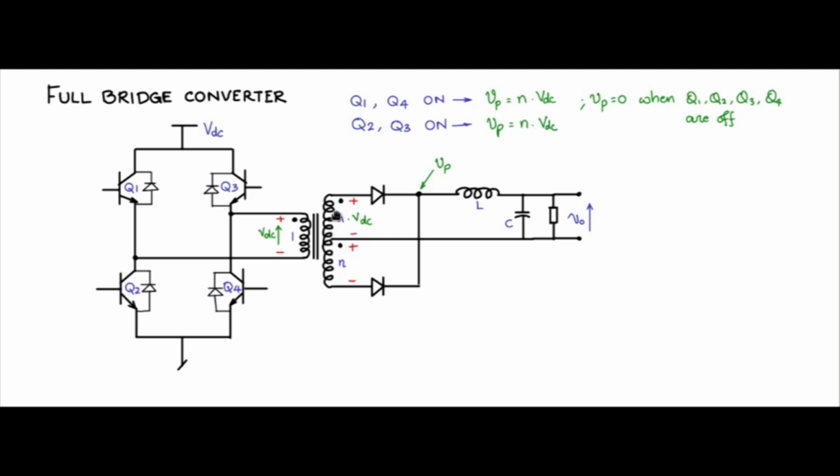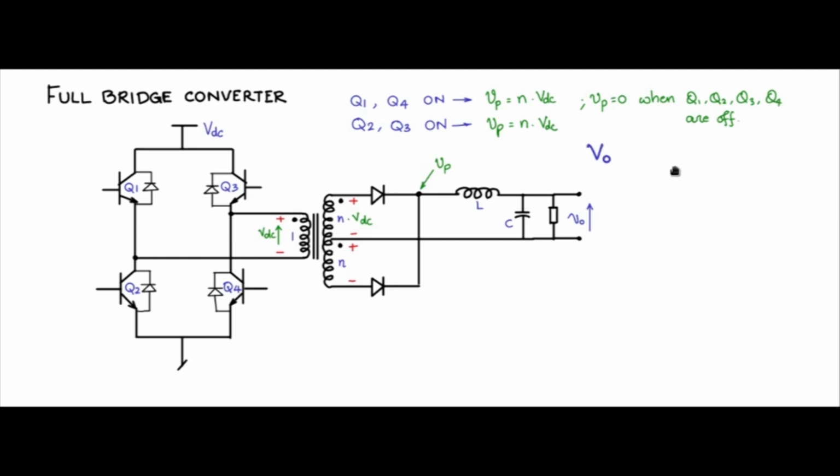The MMFs so generated are opposing and cancel each other in the core, and the flux does not change. So d phi by dt is 0, and therefore the induced voltage across all the windings is 0, and Vp will be 0, and so also the voltage across the primary.